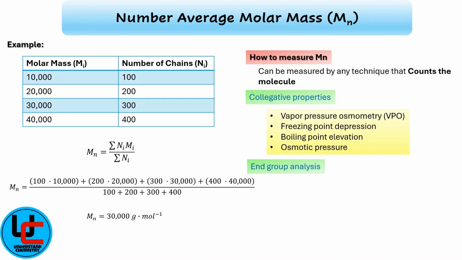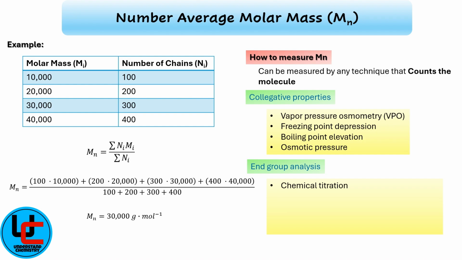The other way of measuring Mn is by end group analysis. End group analysis involves identifying and quantifying the functional groups present at the ends of polymer chain. This information helps in determining the number average molar mass by calculating the number of end groups relative to total polymer mass. Here are some common methods for end group analysis. The first one is chemical titration. This method involves reacting the end groups with a titrant and measuring the amount of titrant consumed. It is practically useful for polymers with acidic or basic end groups.